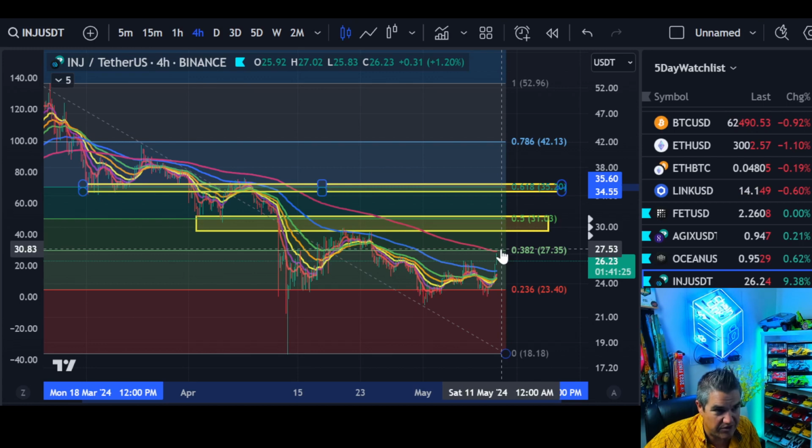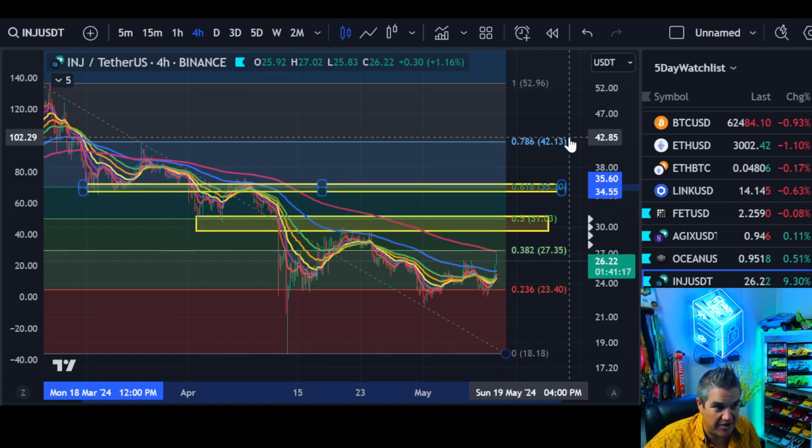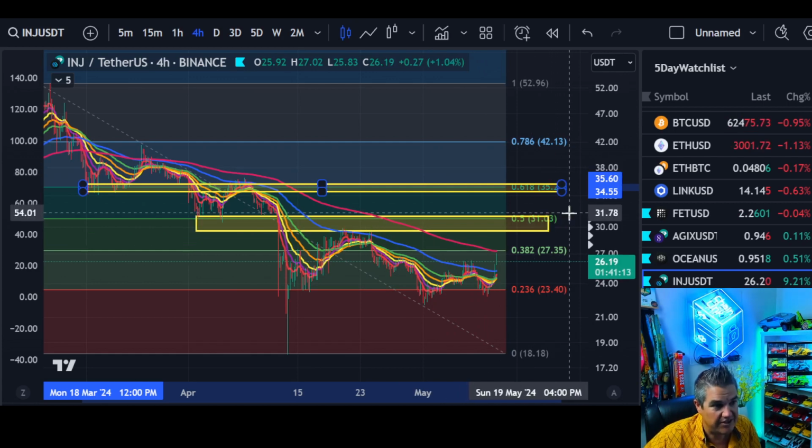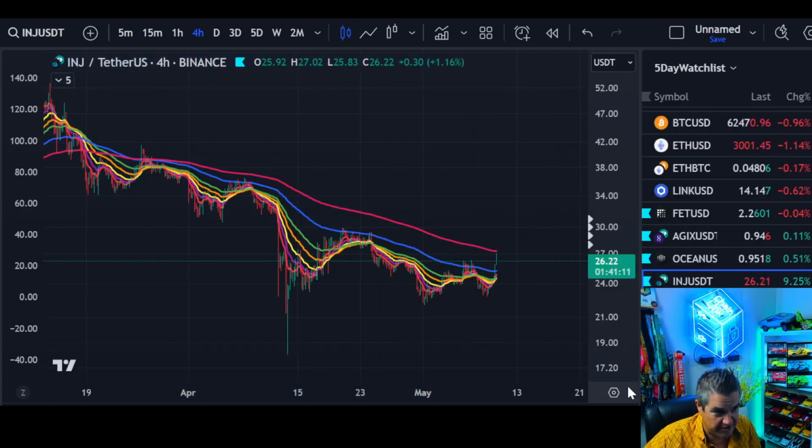So first and foremost, overtake 27, then we've got 30 to 31, then 34 to 35. Then we can work our way back up to the next one, pick ourselves back up, climb up the stairs, and shake off all the bearish.